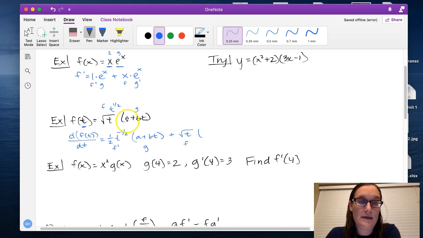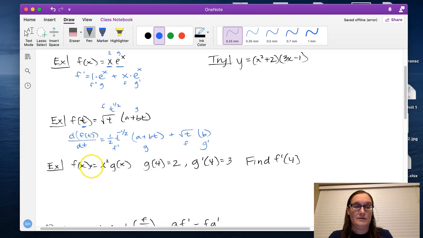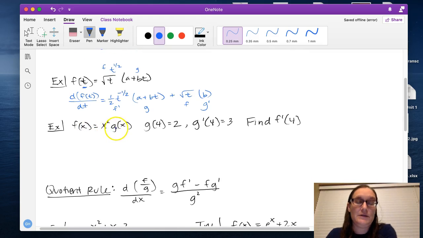So g prime, a is a constant. The derivative of that is 0. bt, t is our variable, derivative of that is 1, and then b is a coefficient. So this is going to be b, is g prime. All right, this last one is a common type of problem on like AP exam type things with this.